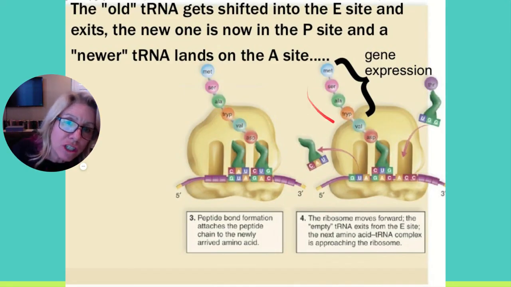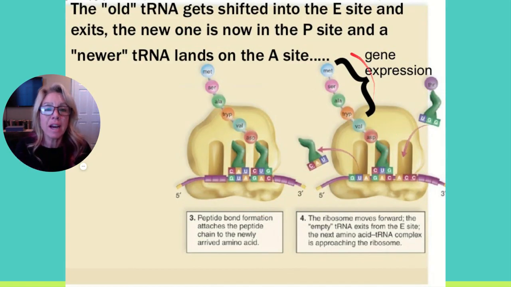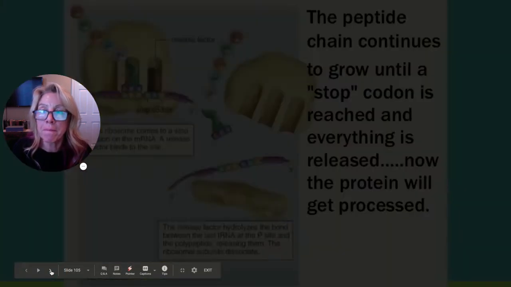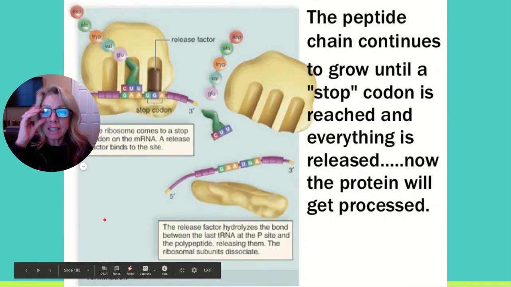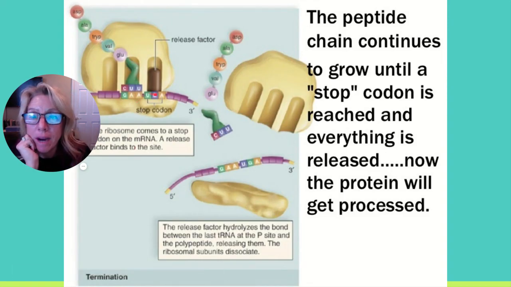This right here is gene expression. Once this gets folded into its right shape, this is how you express your DNA. So elongation, the polypeptide synthesis occurs as the amino acids are added one at a time to the growing chain. Okay, and it's going to continue until you reach a stop codon.